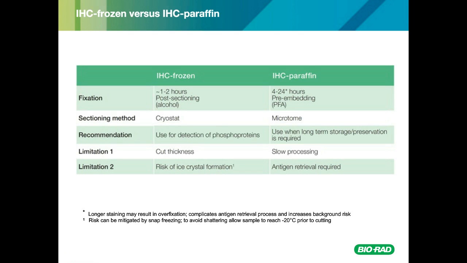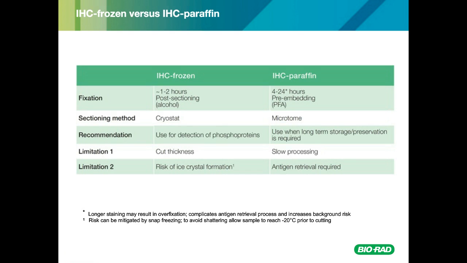Sectioning of IHC frozen samples is performed with a cryostat, while sectioning of IHC paraffin is performed with a microtome. Should you like to detect phosphoproteins, we recommend to perform IHC frozen. This is due to the fact that the freezing process is rapid, which leads to the conservation of post-translational modifications. Publications further state that phosphatase inhibitors can be added to the fixative and that a short treatment with phosphatase inhibitors can be performed prior to the freezing step.